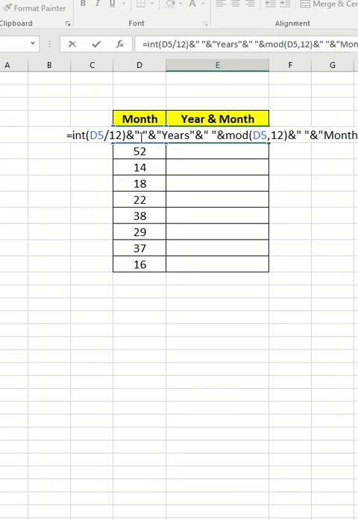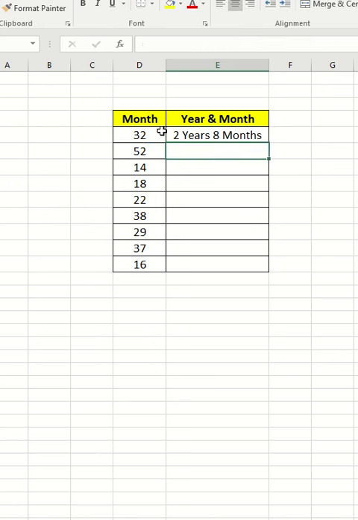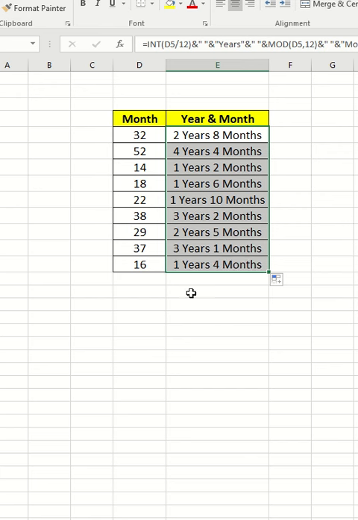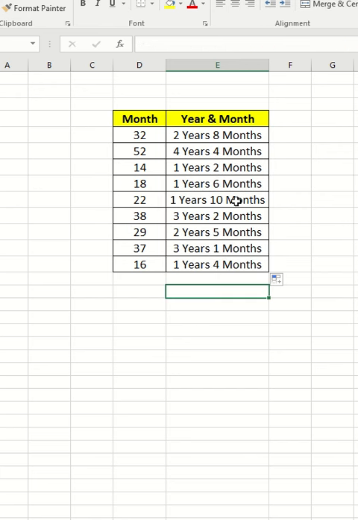Double quotation. And see, we are getting 2 years and 8 months, and likewise for 38 it is 3 years and 2 months, or for 22, 1 year and 10 months.